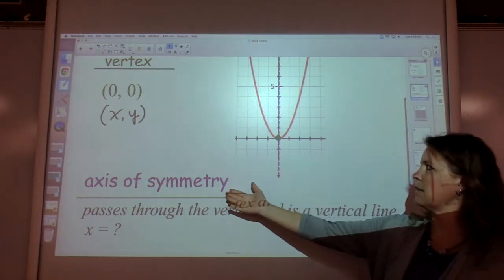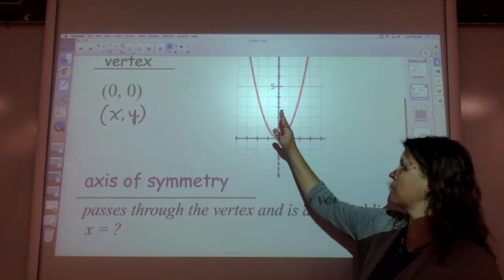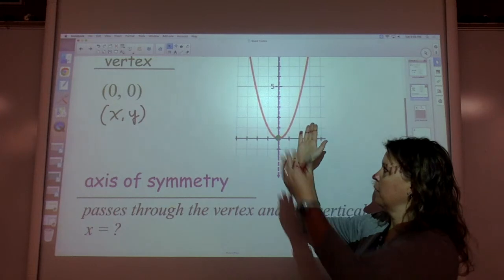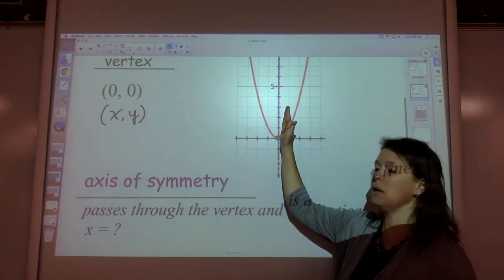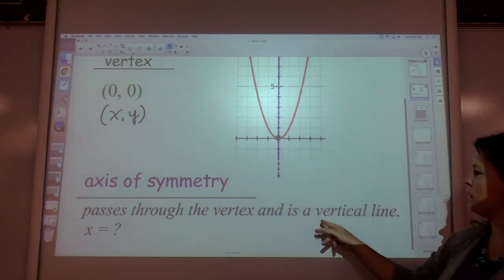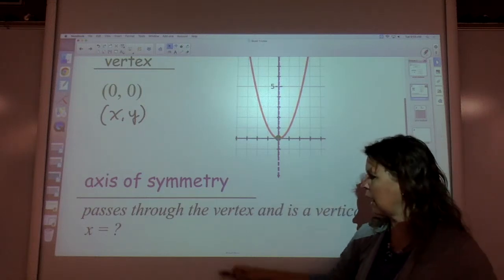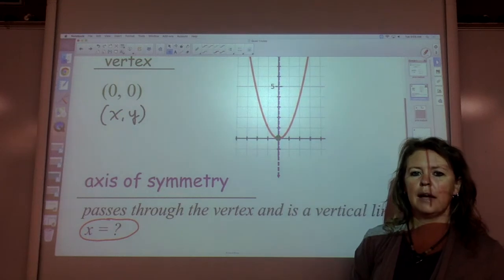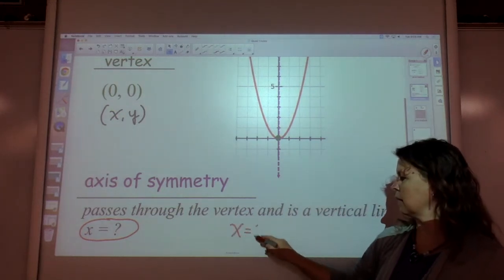Axis, why is it called symmetry? Symmetry, you'll get a lot more of that, or you have gotten a lot of that in geometry. It means that one half is exactly the same as the other half. If we folded this on its axis of symmetry, you'd get the same. Or if you put a mirror on the axis of symmetry, you would see both sides. It passes through the vertex, and it is a vertical line. Because it's a vertical line, you have to answer your question as where is the axis of symmetry as x equals. In this case, it would be x equals 0.